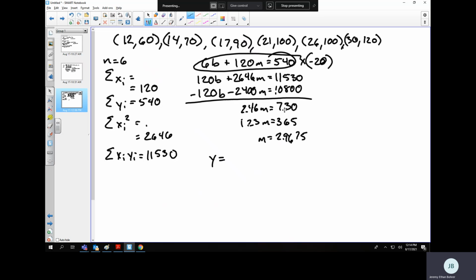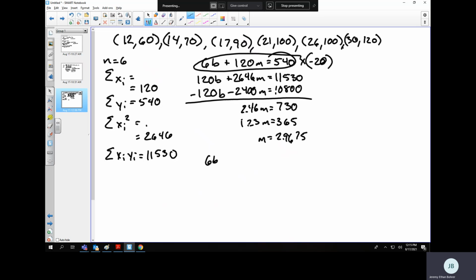our least squares line is y equals 2.9675x plus, oh, that's just m. We still need to find b. My bad. Okay, so to find b, we just take one of our equations, we plug in m and we solve it.